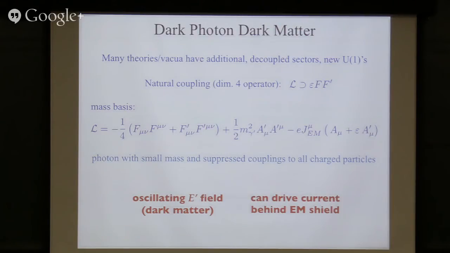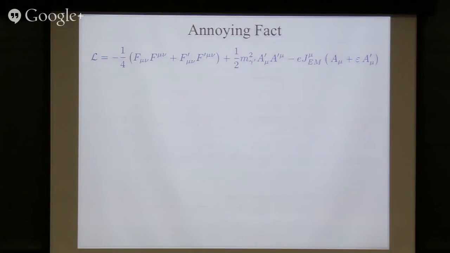That's the idea. It's a simple idea, but there's an annoying fact, because there's always an annoying fact. The annoying fact here is that we can consider sending the mass of this particle to zero. If you did that, you basically notice that the Lagrangian becomes this.